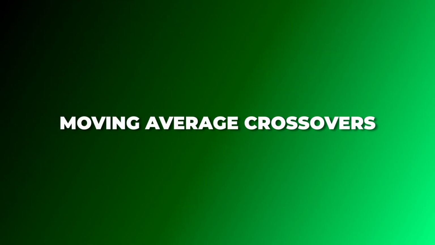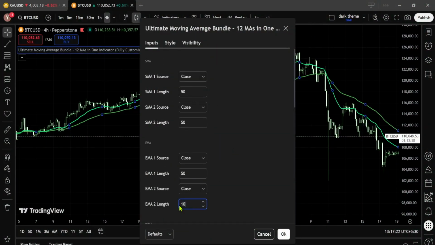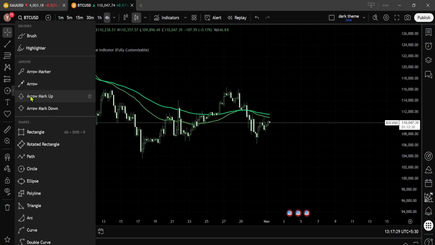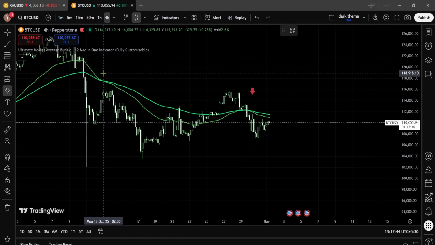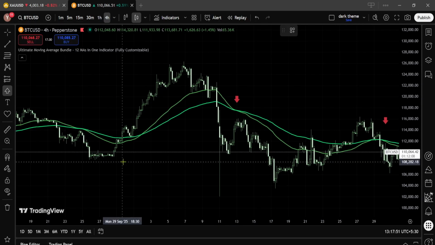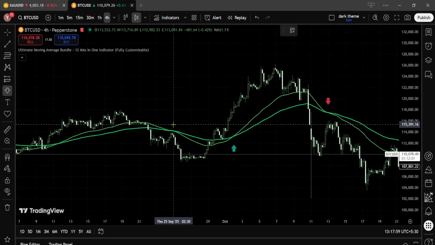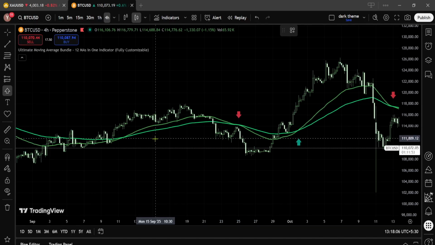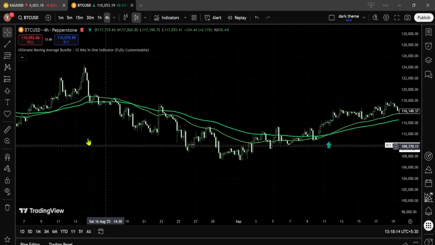Number 3, moving average crossovers. A fast MA crossing above a slow MA can signal a potential uptrend. A fast MA crossing below a slow MA can signal a downtrend. Many traders use combinations like the 50 and 200 to identify long-term shifts.